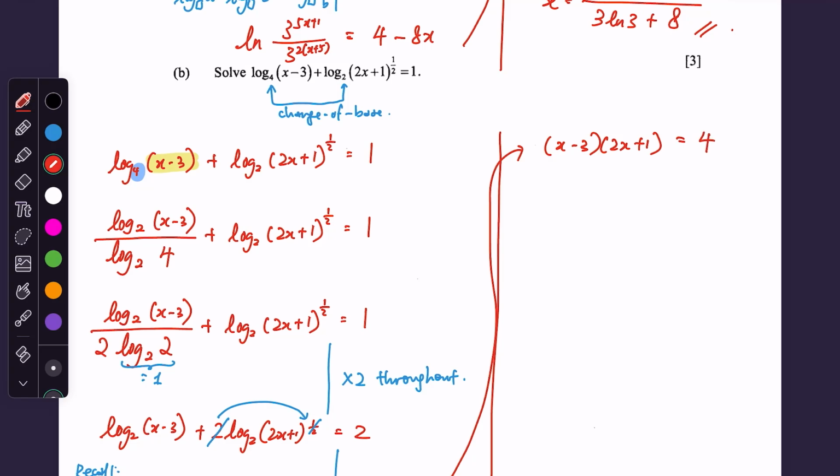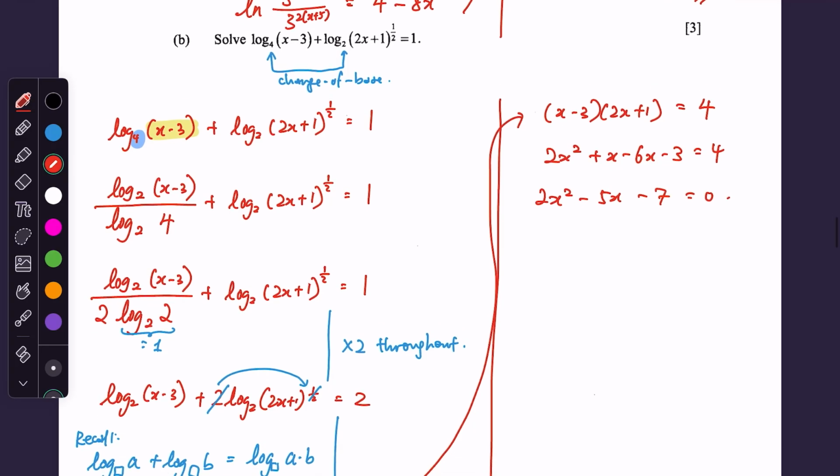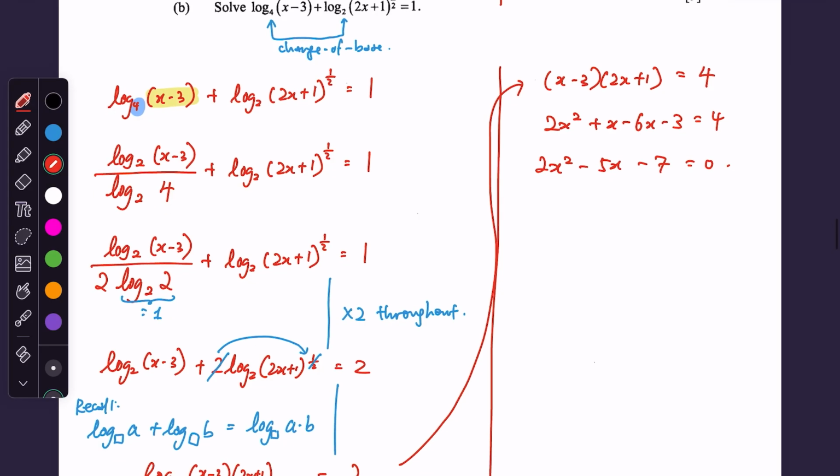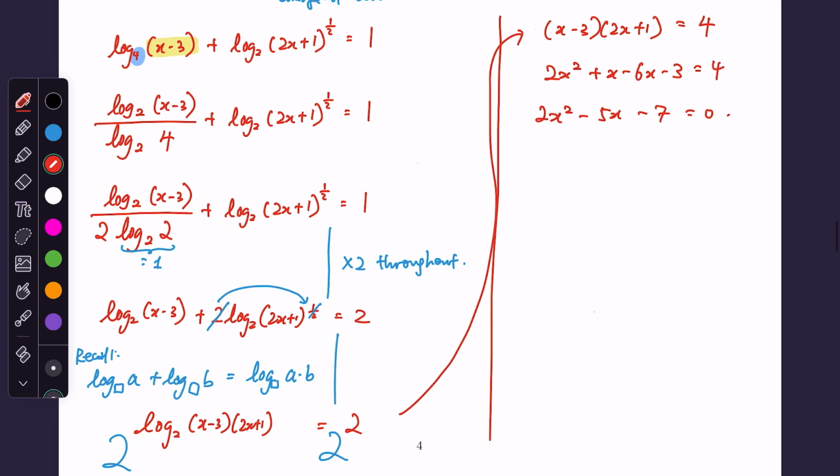So let's expand the left hand side. I'll just do it quickly. We get this. Then we are just going to simplify, and I'm going to bring the 4 over as well, so I get this. From here, we can try to factorize. If you don't feel like factorizing, you can just immediately use the quadratic formula or your calculator to solve it. But this is simple enough to factorize, so let's just practice.